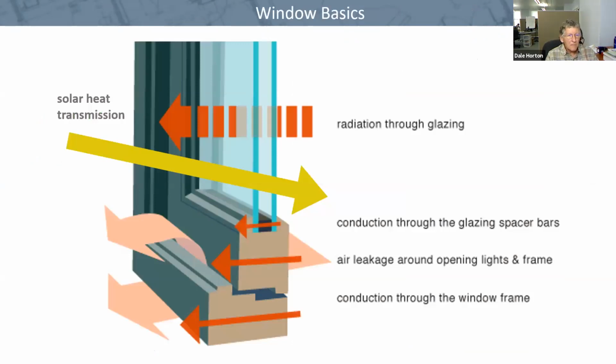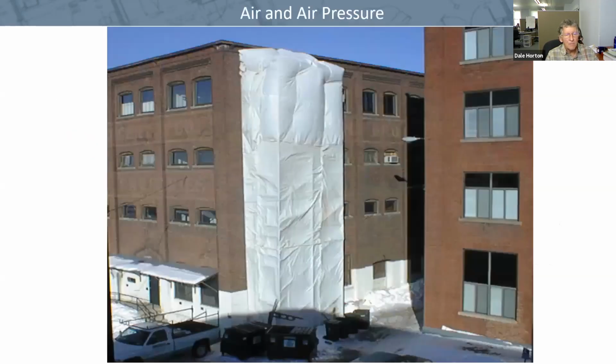Window basics: you've got solar heat that's transmitted through the glass. Some of that heat is absorbed by the glass and re-radiated in either direction. Then you've got the re-radiation of heat from the inside out through the glazing. And then you've got heat loss that occurs through the various components of the window assembly, the edging at the glazing, and then the frame itself. And then you've got air leakage that occurs through the operable elements of the glazing.